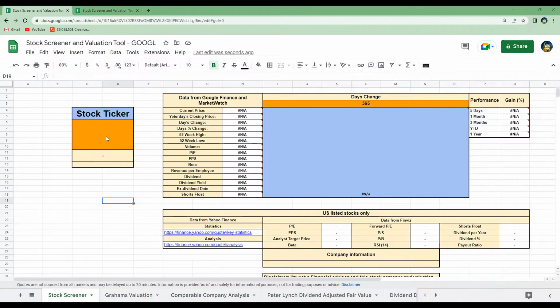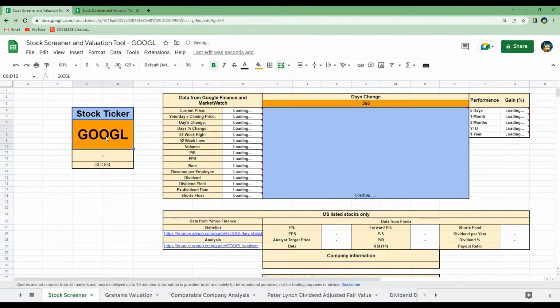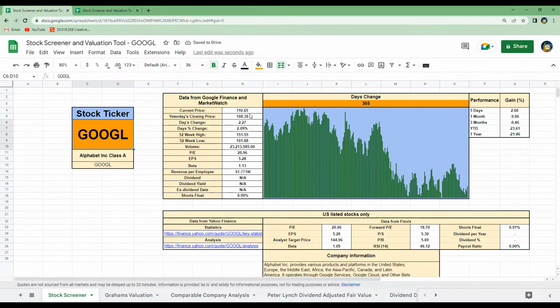In order for the spreadsheet to load in data from Google, we just need to write the stock ticker into this orange field. As you can see, Google is currently trading at $110.65, and it has a PE value close to 21.